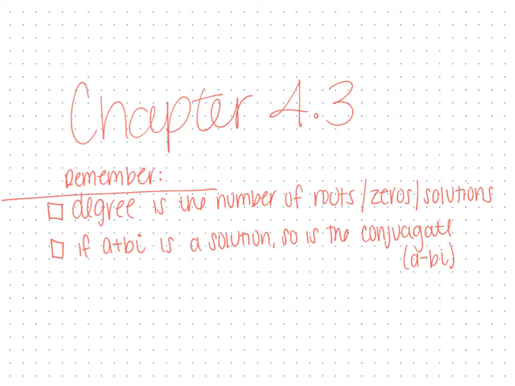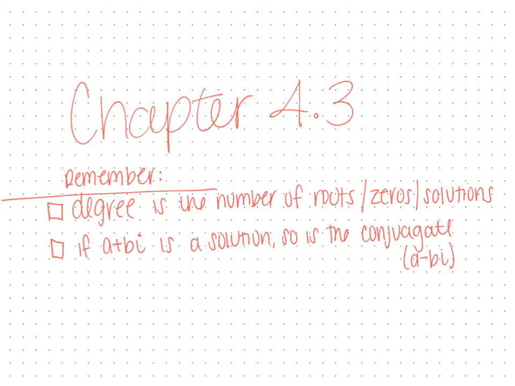So I wanted to give you guys a couple more examples out of 4.3. If you remember from 4.1, the degree of the polynomial, meaning the highest exponent, that's the number of roots or zeros or solutions. All of those mean the same thing. So for instance, if you have x to the fourth power, means that you're going to have 4 solutions.